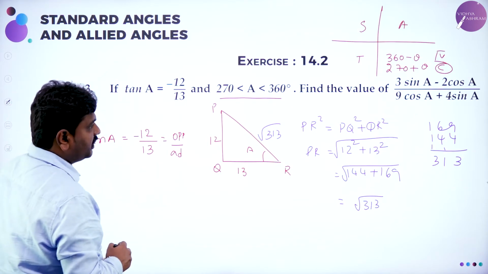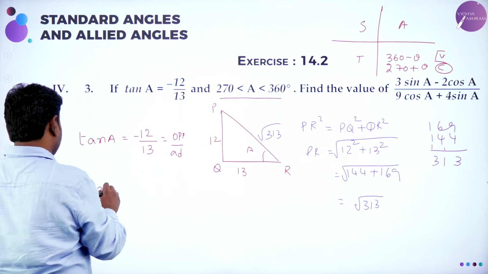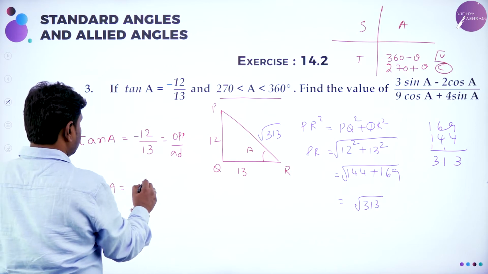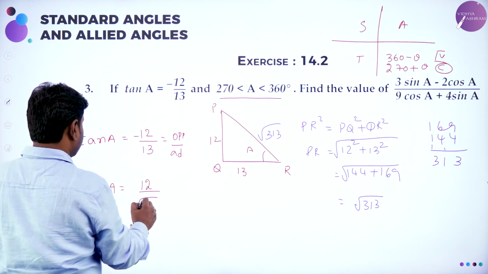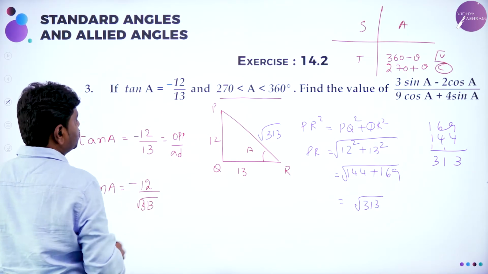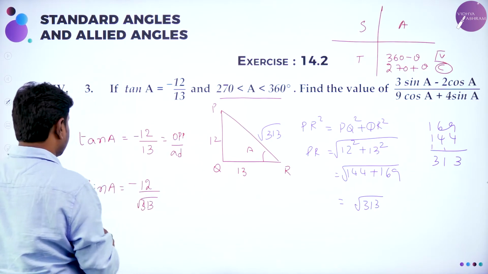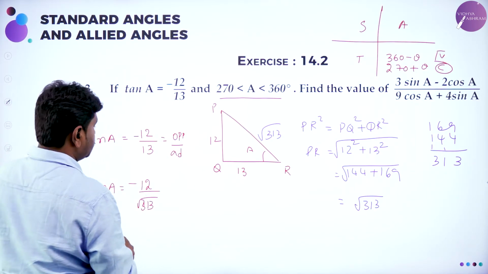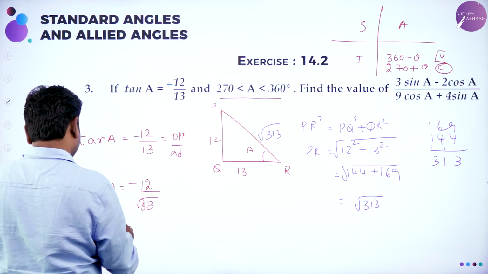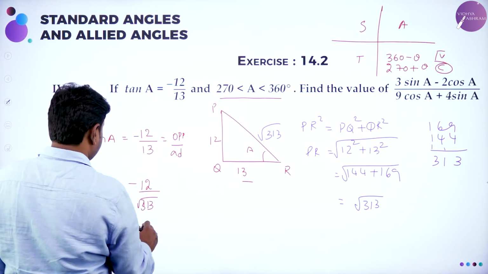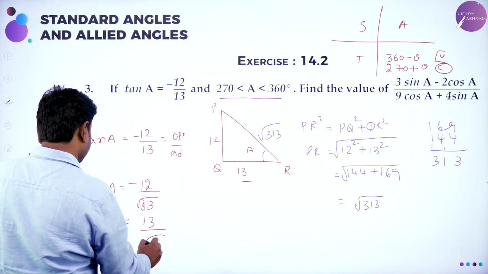Now we need sin A. Sine means what? Opposite by hypotenuse. 12 by root 313, but I should take negative. Why? Because it's in the fourth quadrant. In the fourth, only cos is positive, and they want cos A. Cos A is taken as positive, that is adjacent by hypotenuse, 13 divided by root 313.